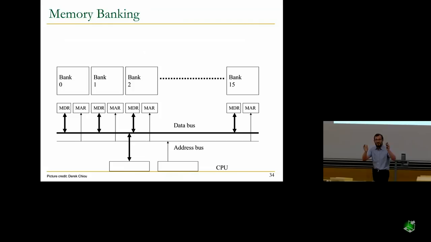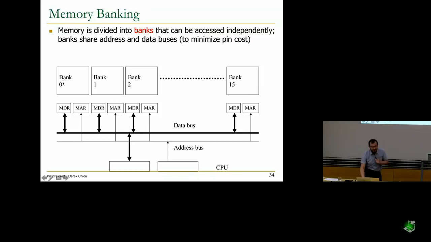If you want to get 16 elements in the same cycle, you need to have multiple address and data buses connected to these banks. But we want to be a little bit frugal. We want to start the access of one element per cycle and get the data of one element per cycle. So we can actually have the same address bus and same data bus going to different banks. We just need different memory data registers and memory address registers for different banks. So the idea is very simple. You divide the memory into banks that can be accessed independently, and banks share the address and data buses to minimize the pin cost. Remember, this is memory, this is off chip, so these are pins going off the chip. This is the CPU.